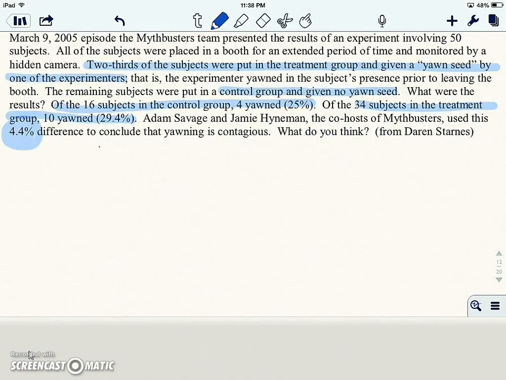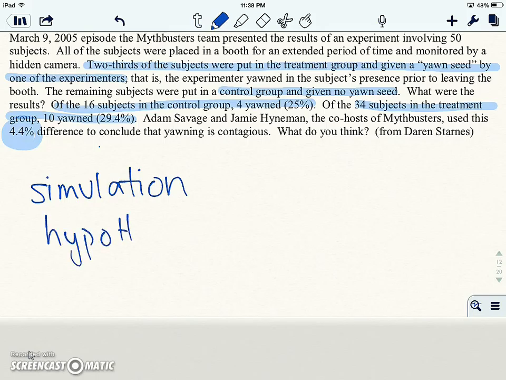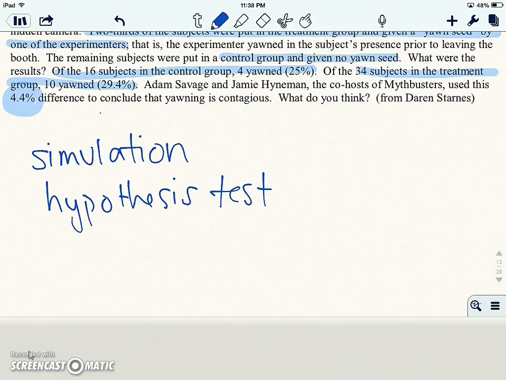The first way to check would be to do a simulation, which we don't do very often if we know how to do other things, but we could. The second way to test would be to do a hypothesis test. And the third way to test would be to do a confidence interval and see if that difference is above 0 or likely to be above 0. Let's talk about how we would do that.